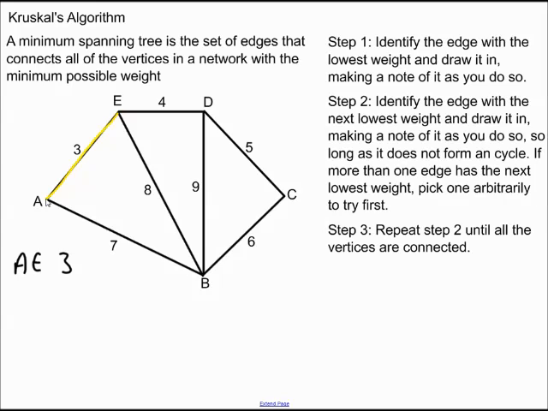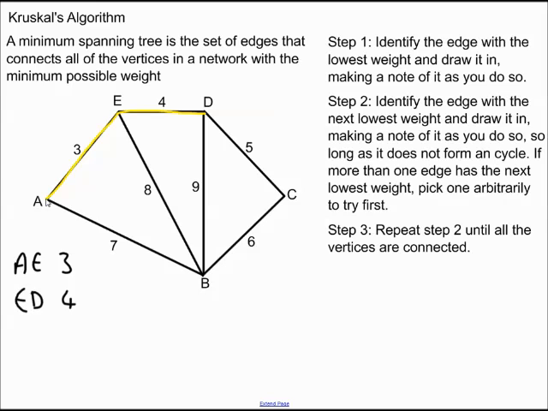Okay, step 2, identify the edge with the next lowest weight and draw it in, making a note of it as you do so, so long as it does not form a cycle. A cycle would mean I'd end up with a loop connecting 3 vertices so that there's different options for getting to different vertices. If more than one edge has the same weight, which isn't going to be a problem with this network, then you just arbitrarily pick one. So, step 2, next lowest weight will be E to D, which is 4.